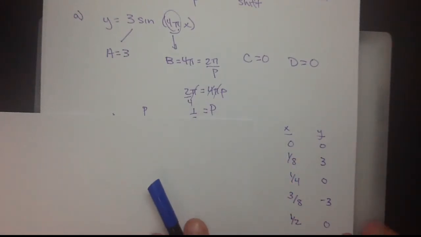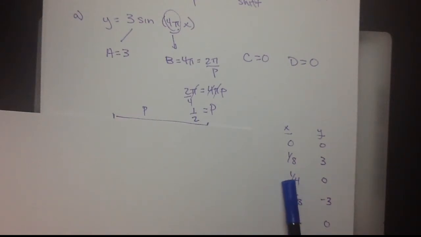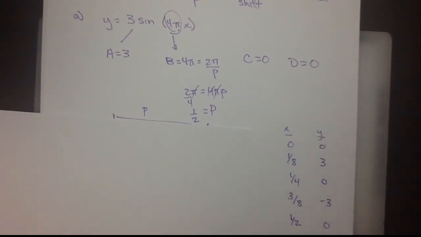If the period is 1/2, half a period will be 1/4, and half of that is 1/8, and the midpoint here is 3/8. So when you plug in x equals 1/8, this is 4 pi times 1/8, which gives you pi over 2. And the sine of pi over 2 is 1. When you multiply that, you get 3. So at these values, you've got 0, 3, 0, negative 3, 0.